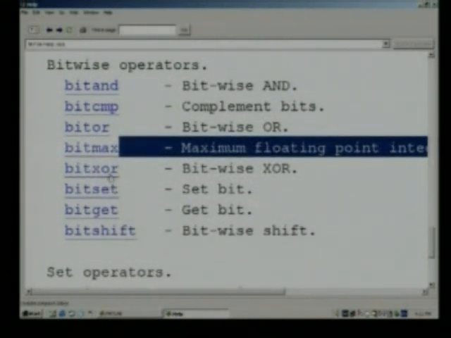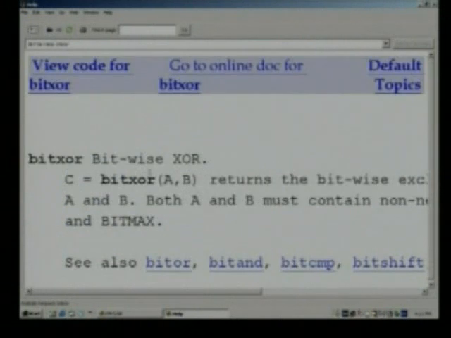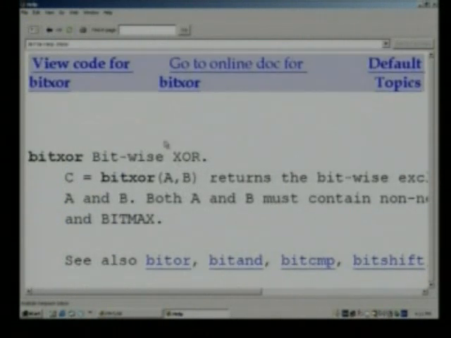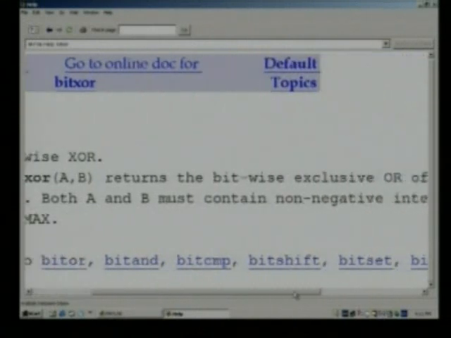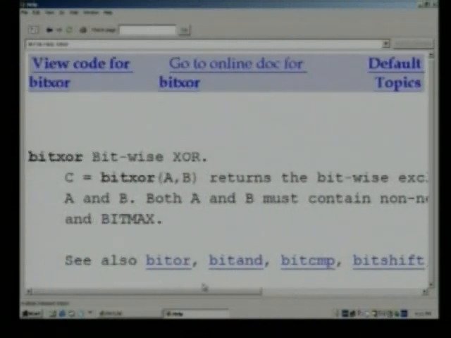Then this is bitwise XOR, bit set, bit get, bit shift, all these things. I will take one of these because all of them are similar, slightly different functions. Let us say bit XOR. So what I shall do? I shall take A and B as two vectors. I can also take two matrices, no problem.